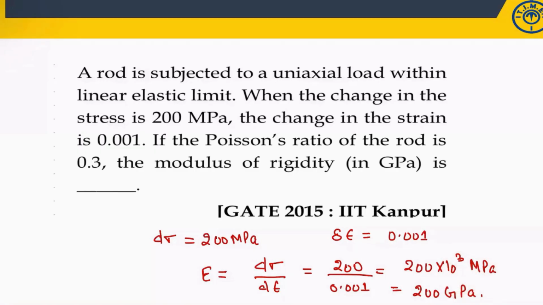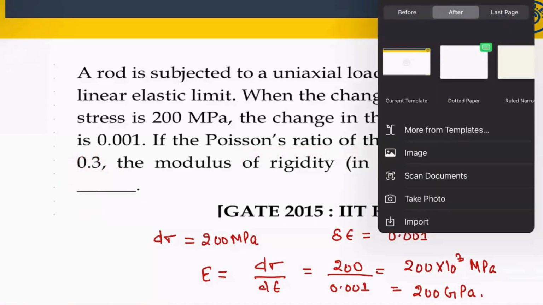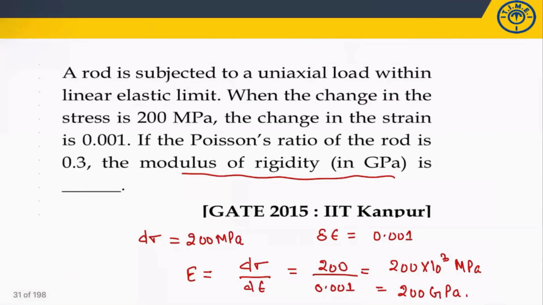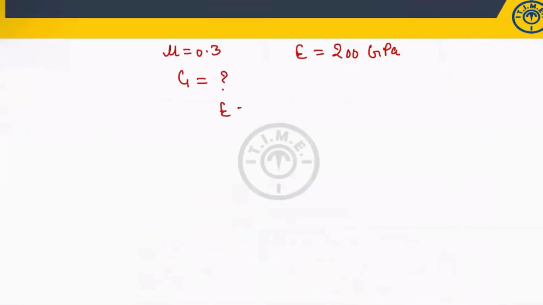Now, what is the question? If the Poisson's ratio, that means mu value, is given as 0.3. So, can you calculate the modulus of rigidity? Modulus of rigidity means shear modulus. G value you have to calculate. E you already calculated as 200 gigapascal. So, can you calculate the G value?